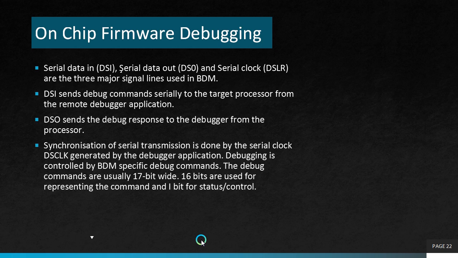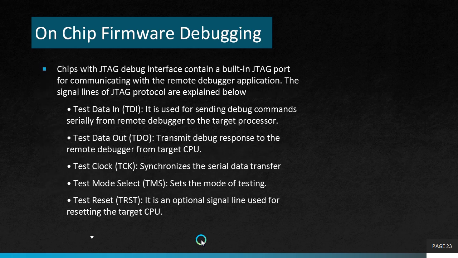Over here, synchronization of a serial transmission is done by the serial clock, that is DSCLK, generated by the debugger application. Debugging is controlled by BDM specific debug commands. The debug commands are usually 17-bit wide, in which 16 bits are used for representing the command and the 1 bit that is remaining is for status or control. Over here, chips with JTAG debug interface contain a built-in JTAG port for communicating with the remote debugger application. The signal lines of JTAG protocol are explained below.